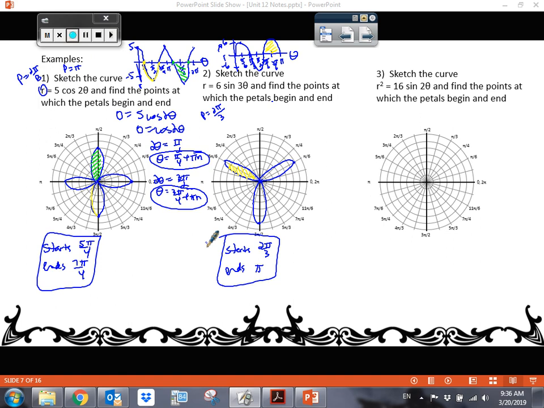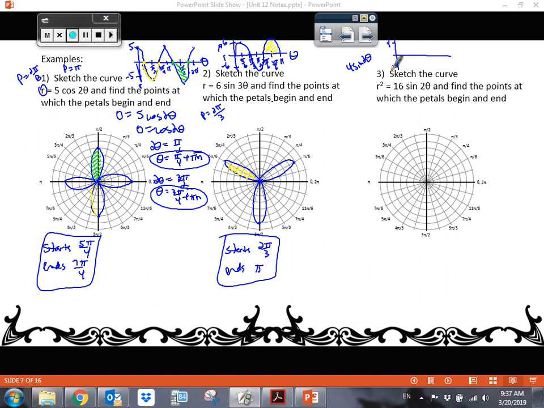Okay, let's look at our last one. So this last one is the r squared type. We have r squared equals 16 sine 2 theta. So what that does is basically the length of the petal is not going to be 16. It's going to be 4, right? We would square root the length. The 2 theta means that I really should have 4 petals, but because it's squared, half of them are going to be eliminated. So let's do the Cartesian graph of this. What we're going to graph is 4 sine 2 theta.